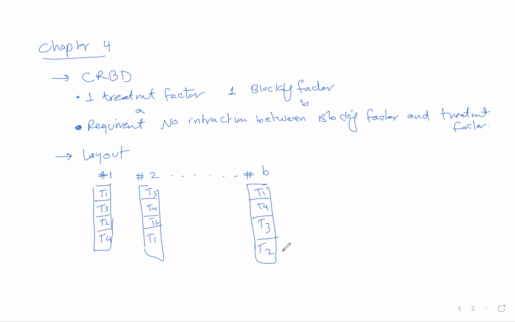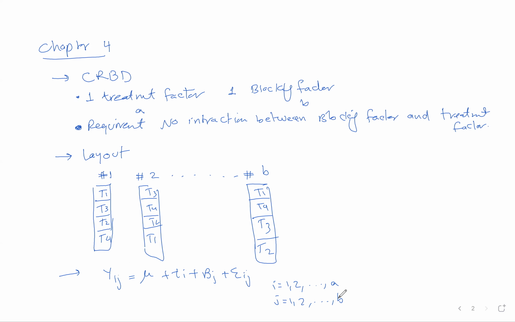So what is the statistical model? The statistical model in this case is Yij equal mu plus tau i plus beta j plus epsilon ij. i is 1, 2, up to how many treatments we have? a. j is 1, 2, up to how many blocks we have? b. So this is a statistical model.